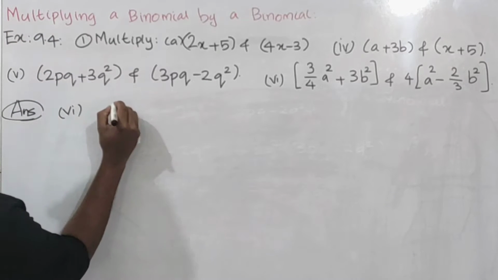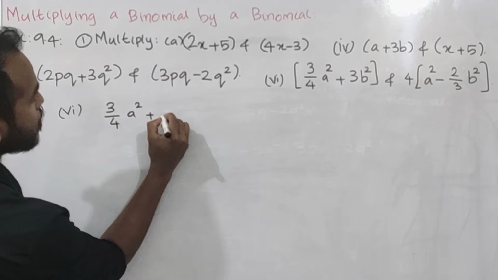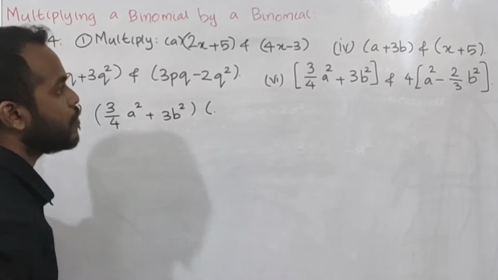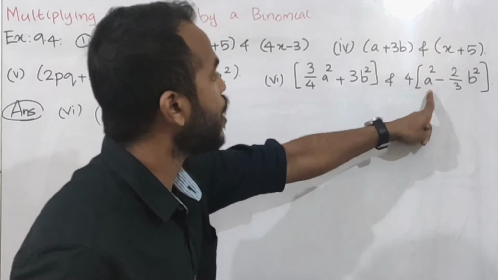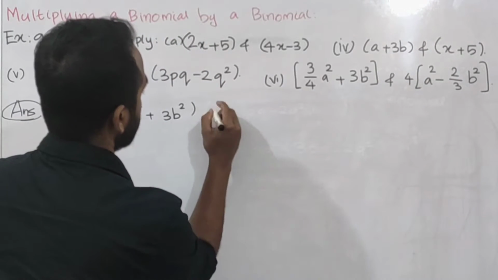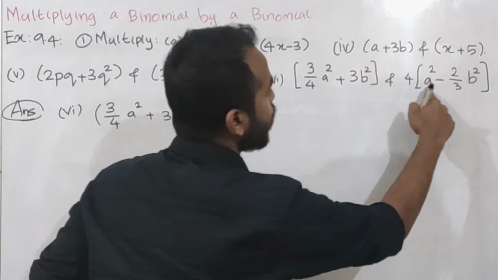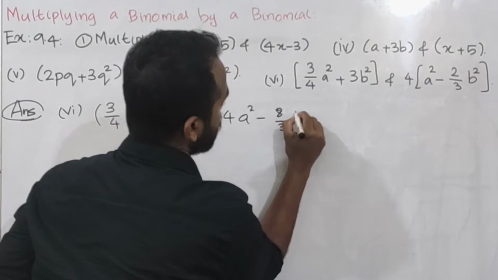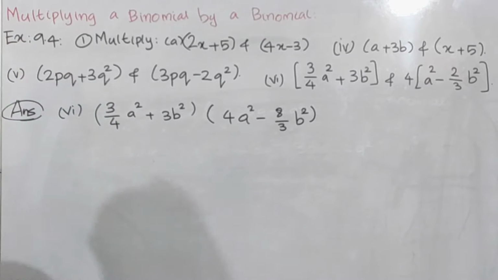Okay, let's try. So the question is 3 by 4 a square plus 3b square into. I'm going to multiply this 4 inside the bracket. So this will be 4 into a square, that is 4a square, minus 4 into 2 by 3b square will be 8 by 3b square. Why? Because 4 into 2 will be 8.